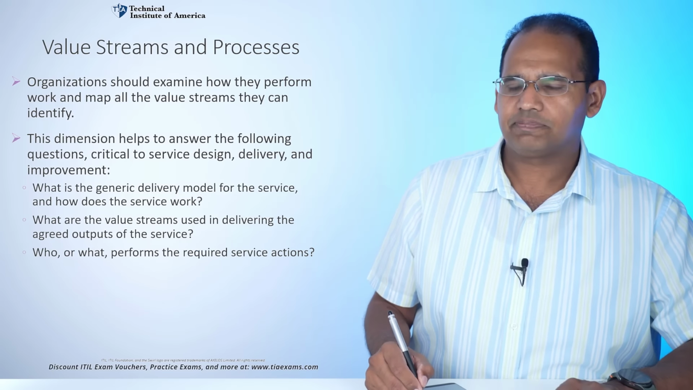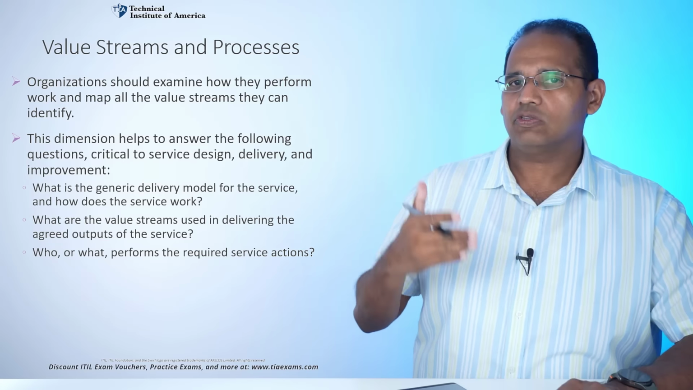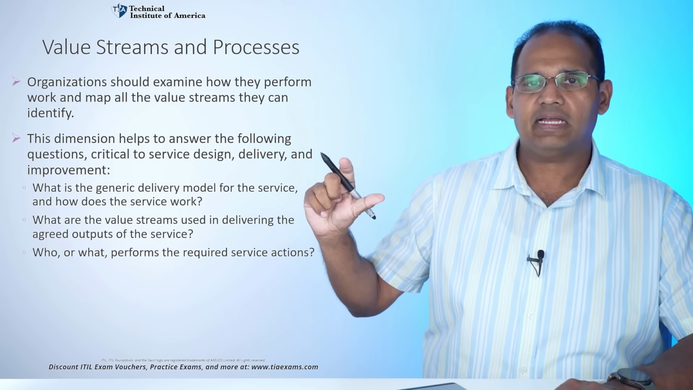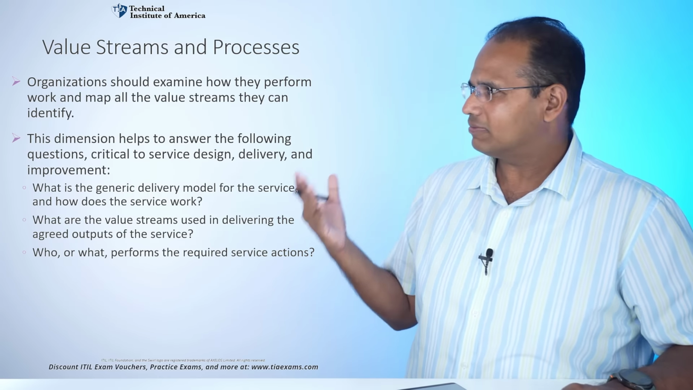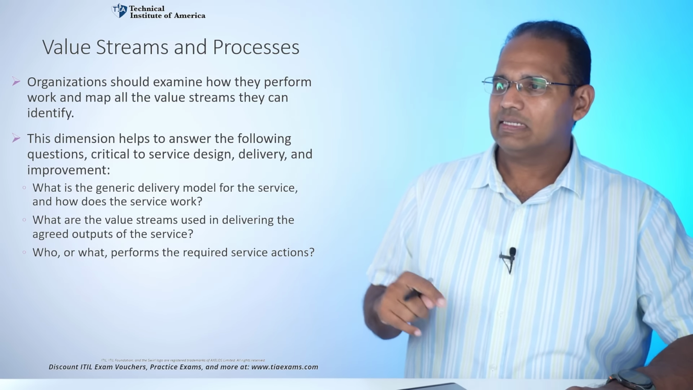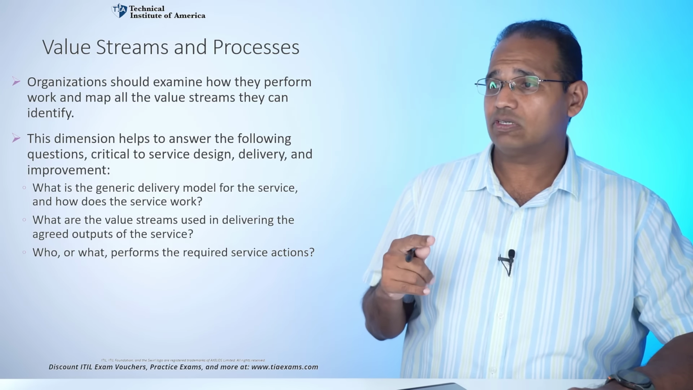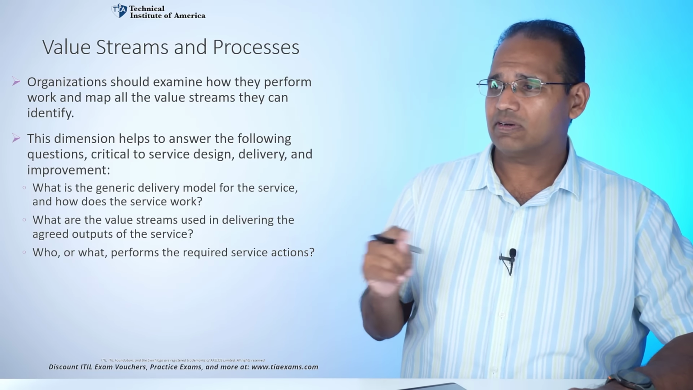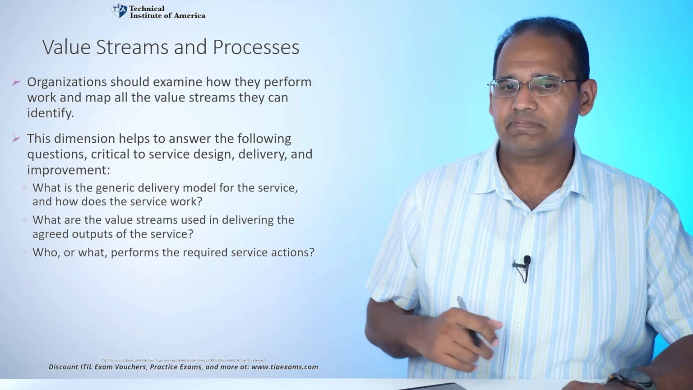Organizations should examine how they perform work. We should do this. Look at the work you're doing in your company. Can you do a value stream? Can you do a process flow of that? Look at what you're doing and see, are you doing activities that just don't make any sense, that don't help the company move forward? This dimension answers the following questions when it comes to delivering service. What is the generic delivery model of that service? What are the value streams of that service? Who or what performs that particular service?